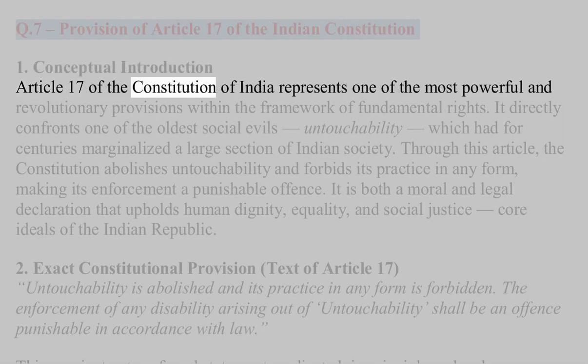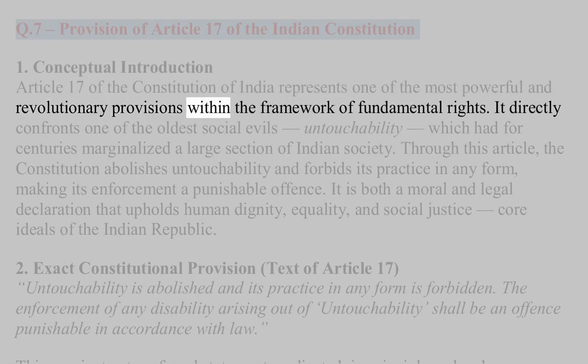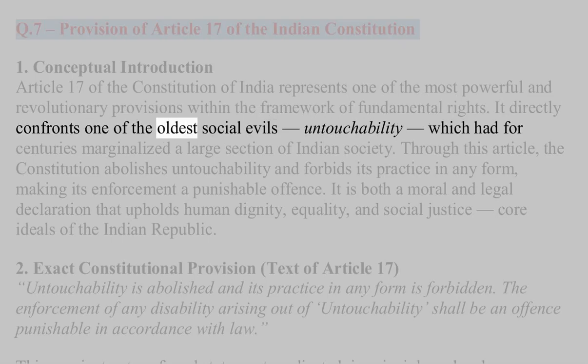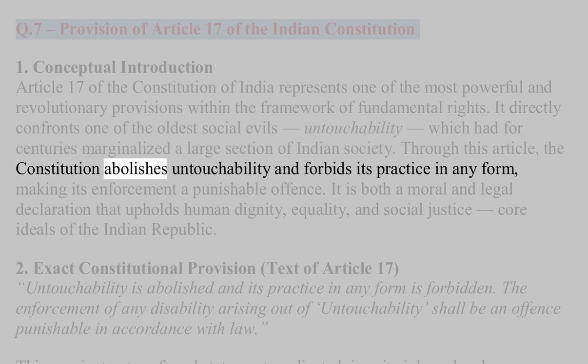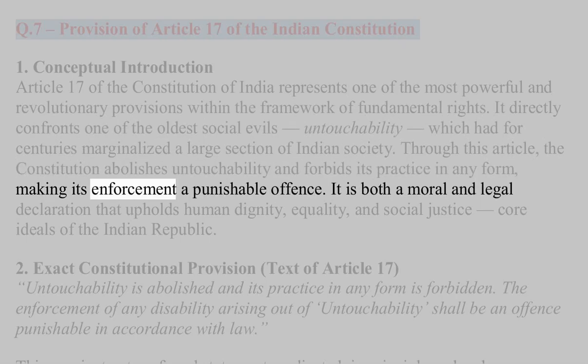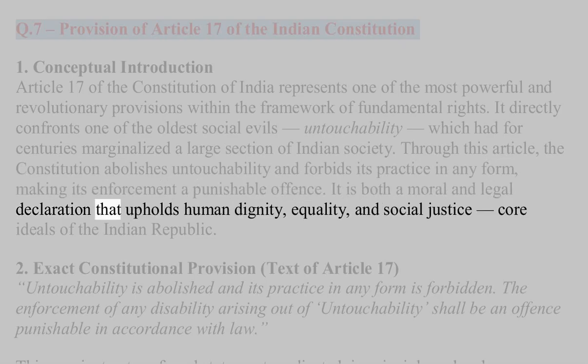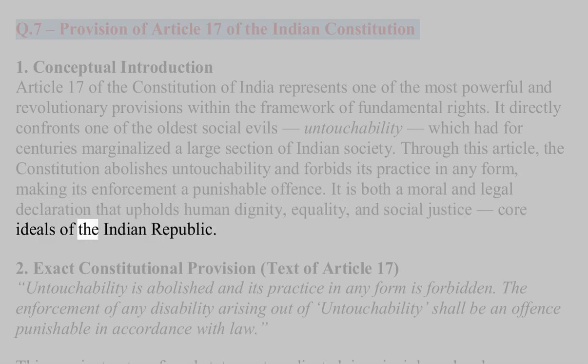Article 17 of the Constitution of India represents one of the most powerful and revolutionary provisions within the framework of fundamental rights. It directly confronts one of the oldest social evils, untouchability, which had for centuries marginalized a large section of Indian society. Through this article, the Constitution abolishes untouchability and forbids its practice in any form, making its enforcement a punishable offense. It is both a moral and legal declaration that upholds human dignity, equality, and social justice, core ideals of the Indian Republic.